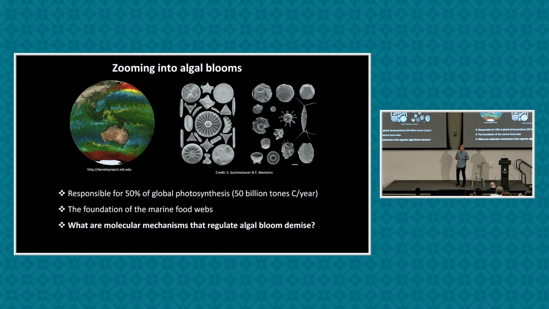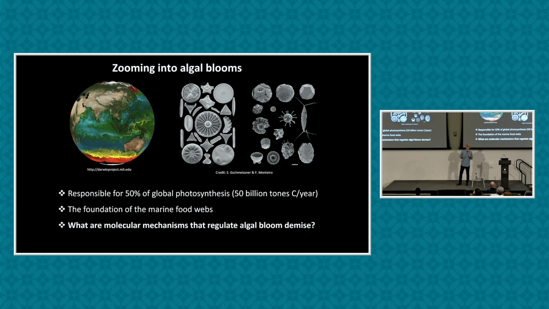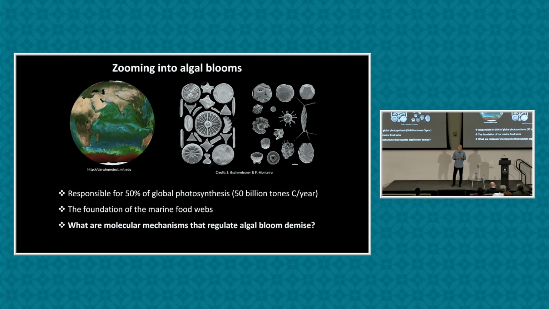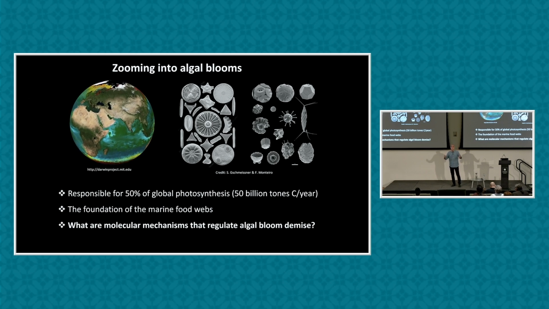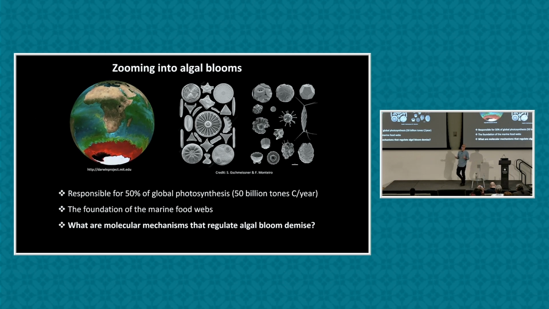But different from the terrestrial system, of course, we're talking about single cells. We study these single-cell bloom-forming eukaryotic algae that form massive blooms. Again different from the terrestrial system, where we're talking about turnover times of tens of years, in the marine environment we're talking about turnover times of weeks for these massive blooms.